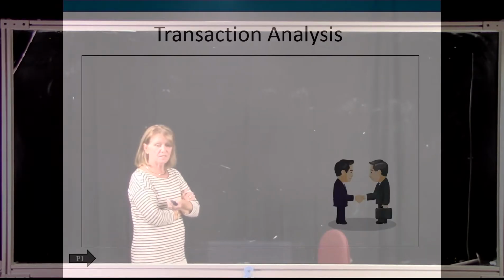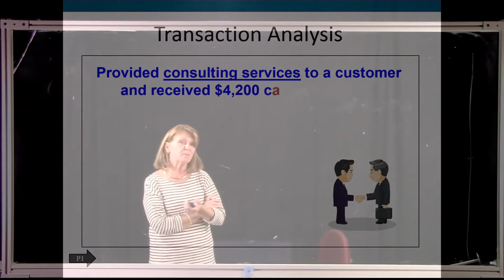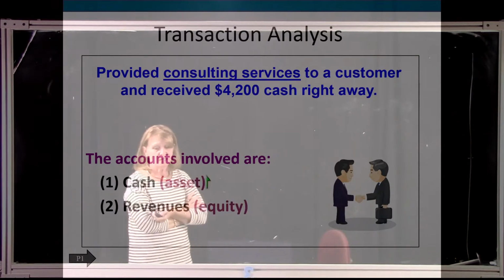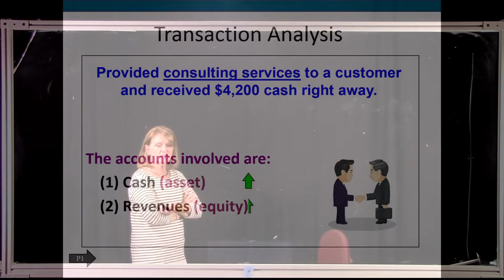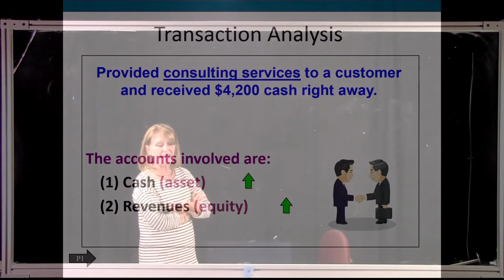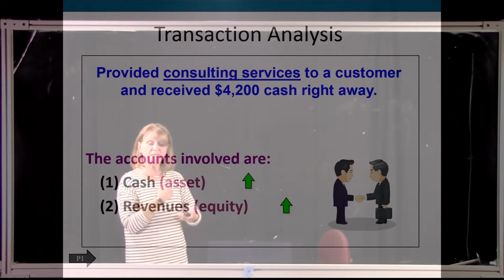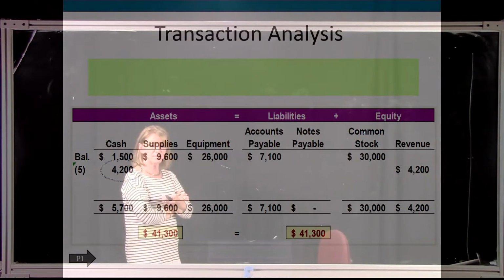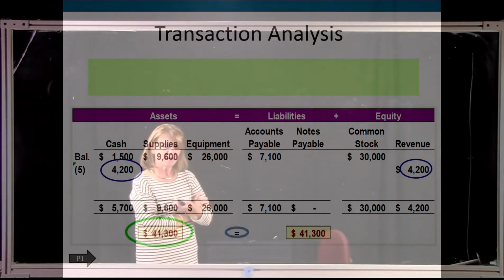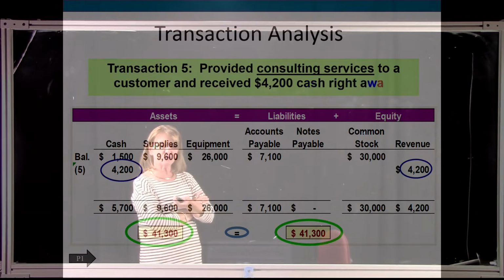Now we're going to talk about revenue, expenses, and dividends. Remember, revenue, expenses, and dividends come under retained earnings. So we provided consulting services to a customer and received $4,200 in cash right away. So our asset of cash is increased and our equity is increased. Our revenue, which is included in owner's equity, is increased. So our company has grown. Now we are balanced at $41,300.